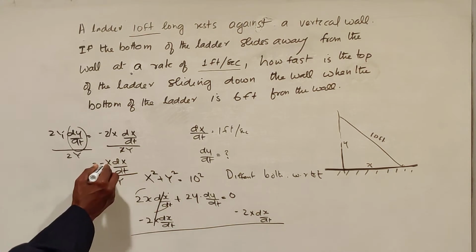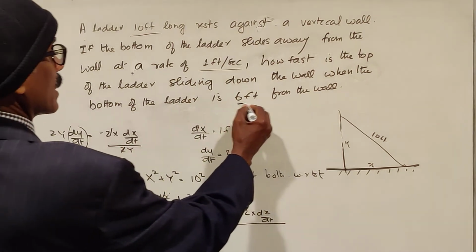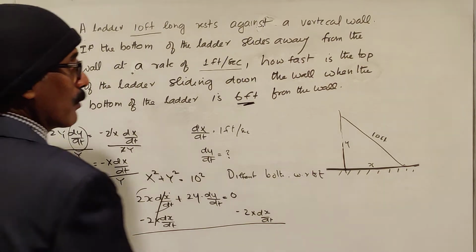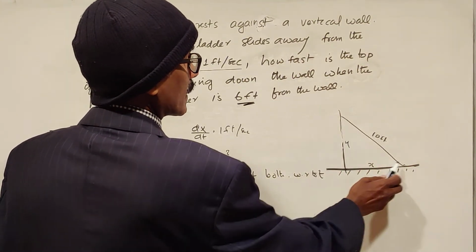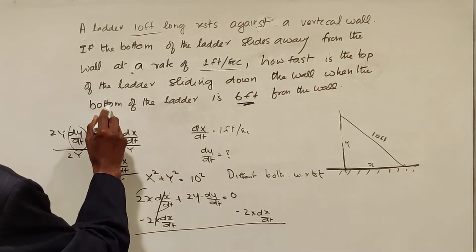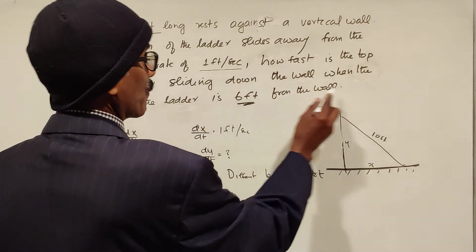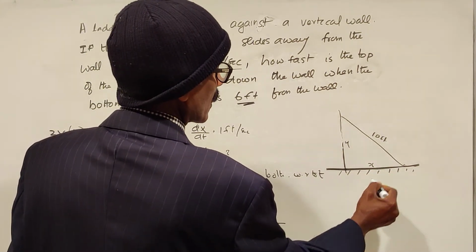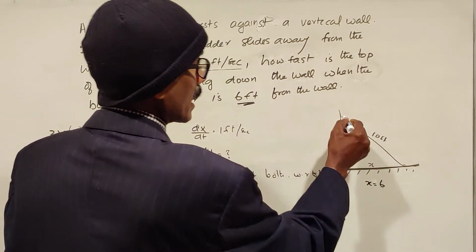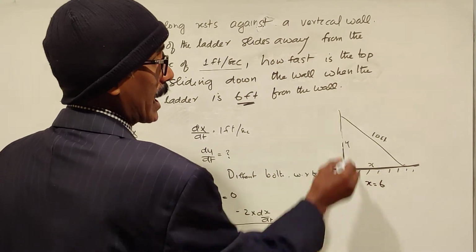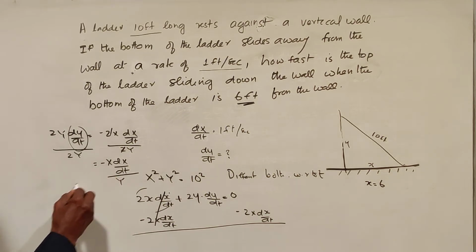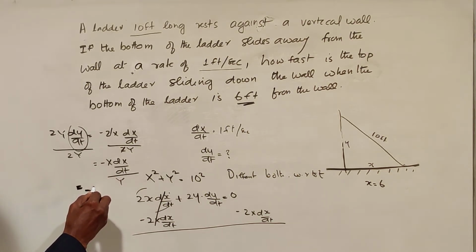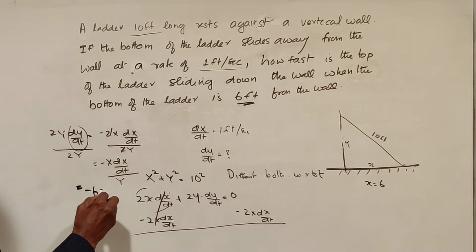Okay, what is dx by dt? 1. What is x? x is 6 feet. Find the speed of the top of the ladder when x is equal to 6. That is the question. When the bottom of the ladder is 6 feet away from the wall, find the speed of the top of the ladder. Okay. x is equal to 6. So minus 6 dx by dt 1 divided by, what is y?